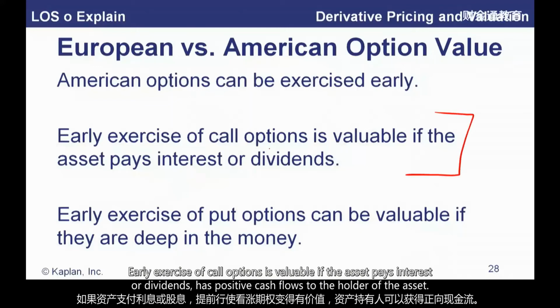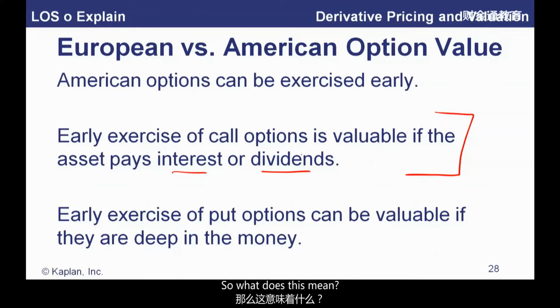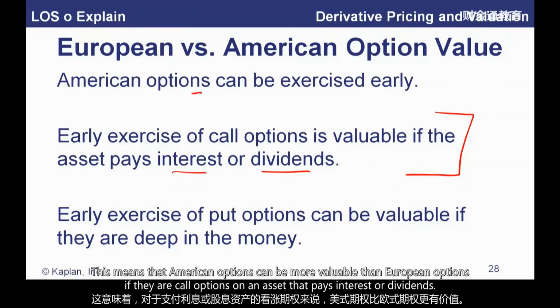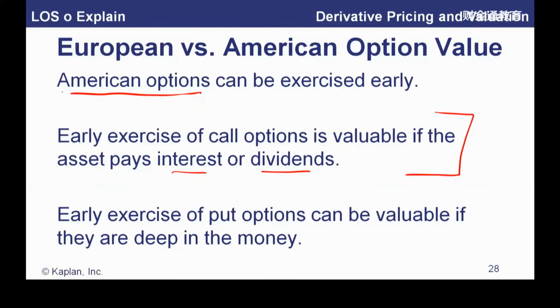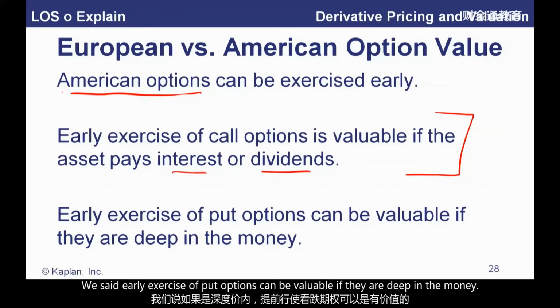So that's the basis for this statement here. Early exercise of call options is valuable if the asset pays interest or dividends, has positive cash flows to the holder of the asset. So what does this mean? This means that American options can be more valuable than European options if they're call options on an asset that pays interest or dividends. How about put options? Well, we've given that argument too. We said early exercise of put options can be valuable if they are deep in the money.